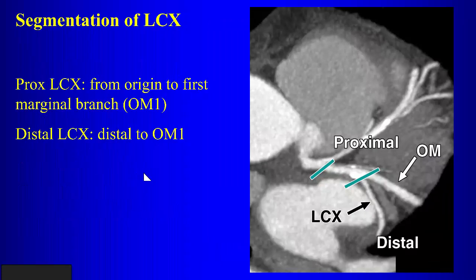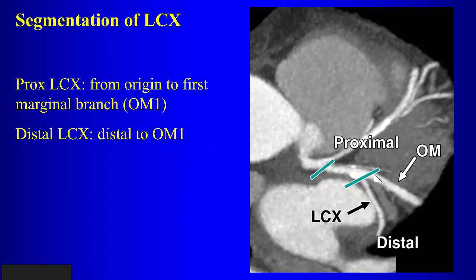Okay. The left circumflex, usually the circumflex is a shorter vessel because most patients are right dominant. So the proximal circumflex is from the origin to the first marginal branch, so the obtuse marginal branch here. So that is the proximal left circumflex. The distal circumflex here is the remainder of the left circumflex.